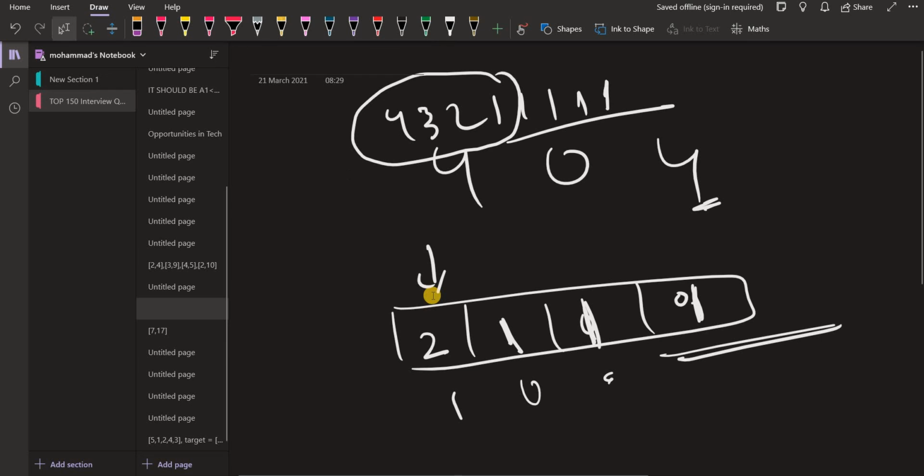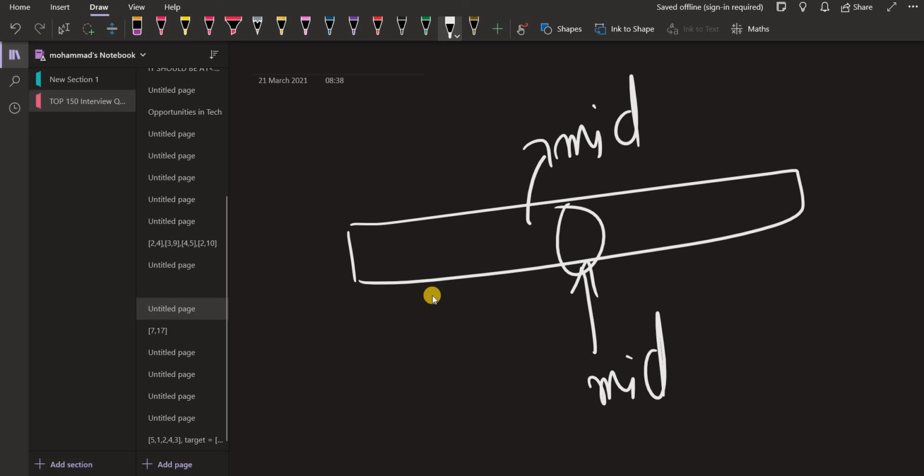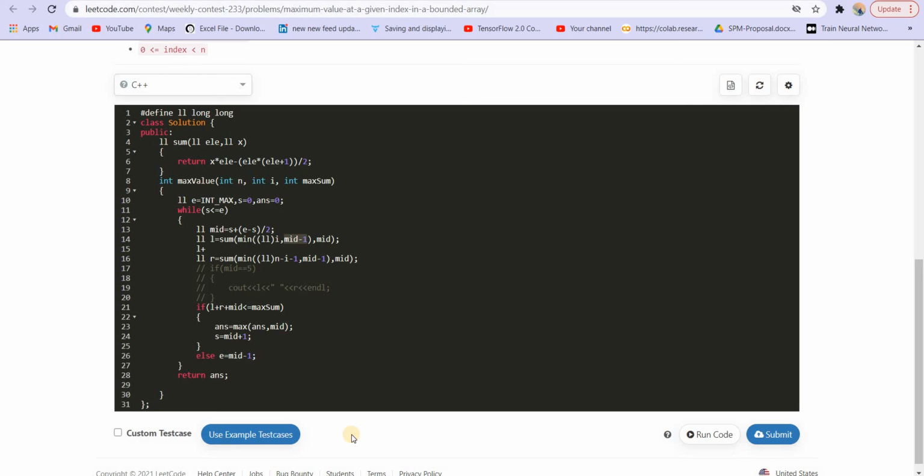For example, let me take the new page. This is the position I'm keeping some value mid, and this is mid minus 1, right? I will start going back from mid minus 1, mid minus 2, mid minus 3, and so on. And the number of elements here are I. Now if this I is greater than this mid minus 1, then I will be having some number of ones, otherwise I won't have. So how many ones are we going to have? That is I minus this thing.